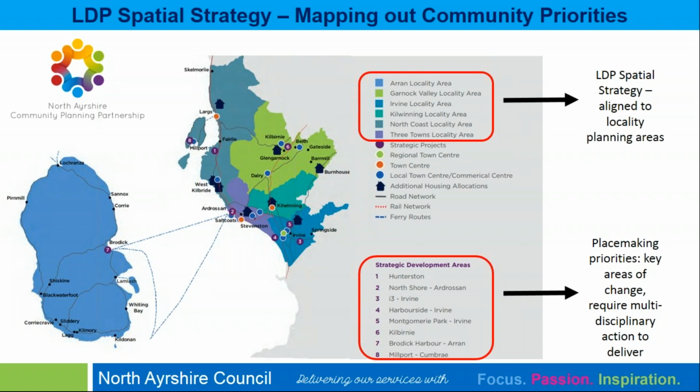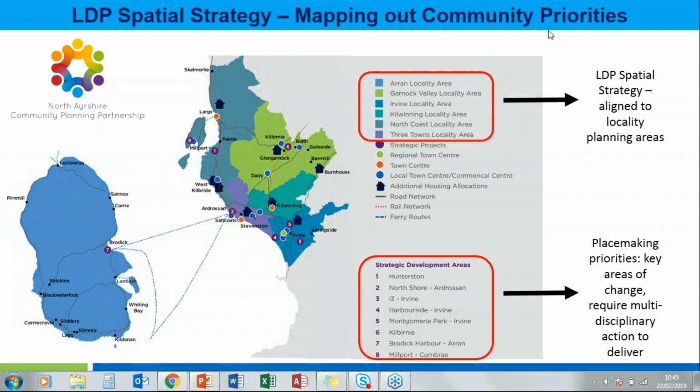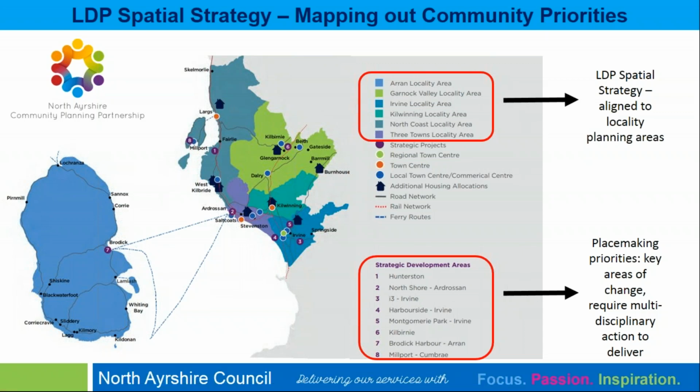And underneath that, there are strategic development areas within each of the locality areas. They were what we identified as key areas of change within the plan and for the plan period, in which we'll have opportunities for multidisciplinary action, investment and development activity to come together to deliver some of the key priorities that the locality groups have identified. So these in effect are placemaking priorities, and we've set those out right at the top of the plan.